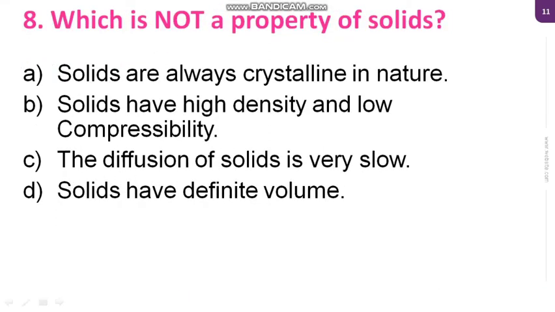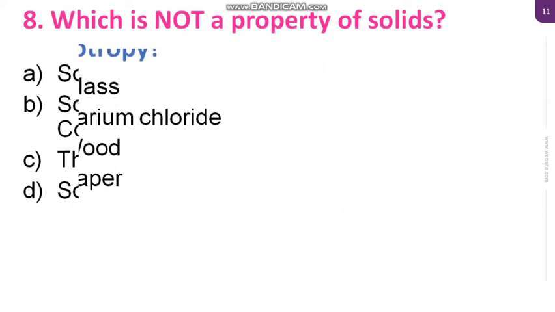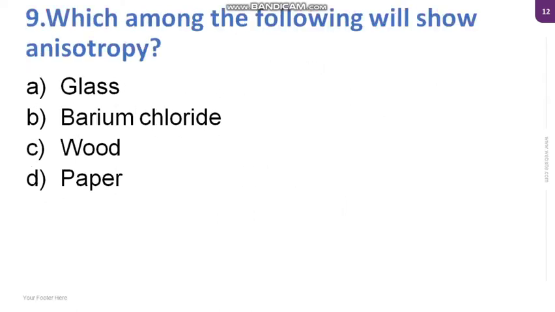Eighth MCQ: which is not a property of solid. Four options are given. Option A is solids are always crystalline in nature. Option B, solids have high density and low compressibility. Option C, the diffusion of solid is very slow. And option D, solids have definite volume. So option A is the correct option.